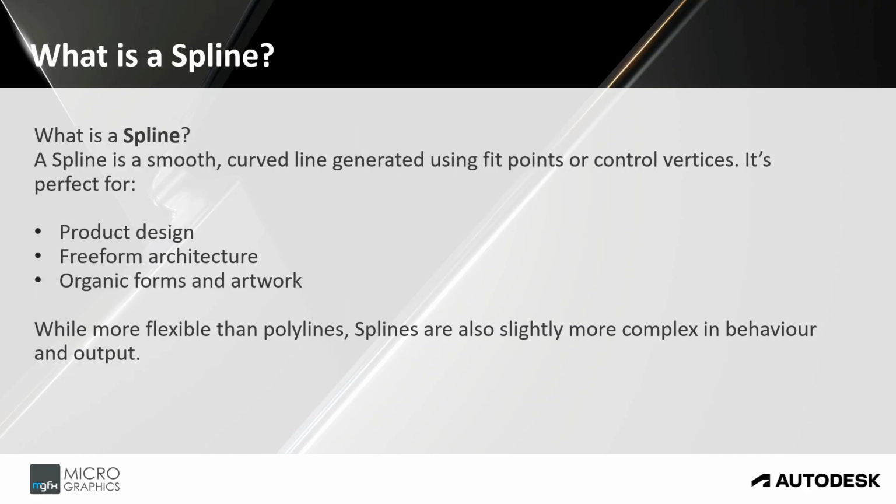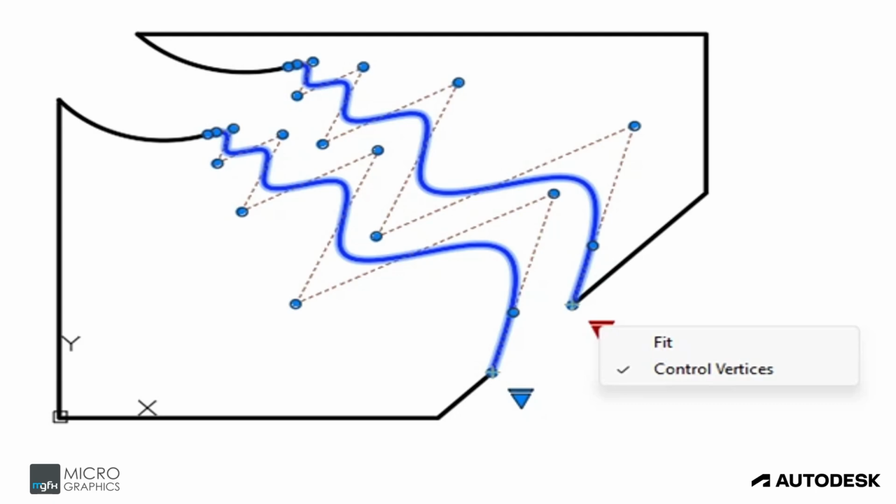What is a spline? A spline is a smooth, curved line generated using fit points or controlled vertices. It's perfect for product design, freeform architecture, or organic forms and artwork. While more flexible than polylines, splines also are slightly more complex in behavior and output. Here's an example of the spline where you can control the vertices or fit the shape.